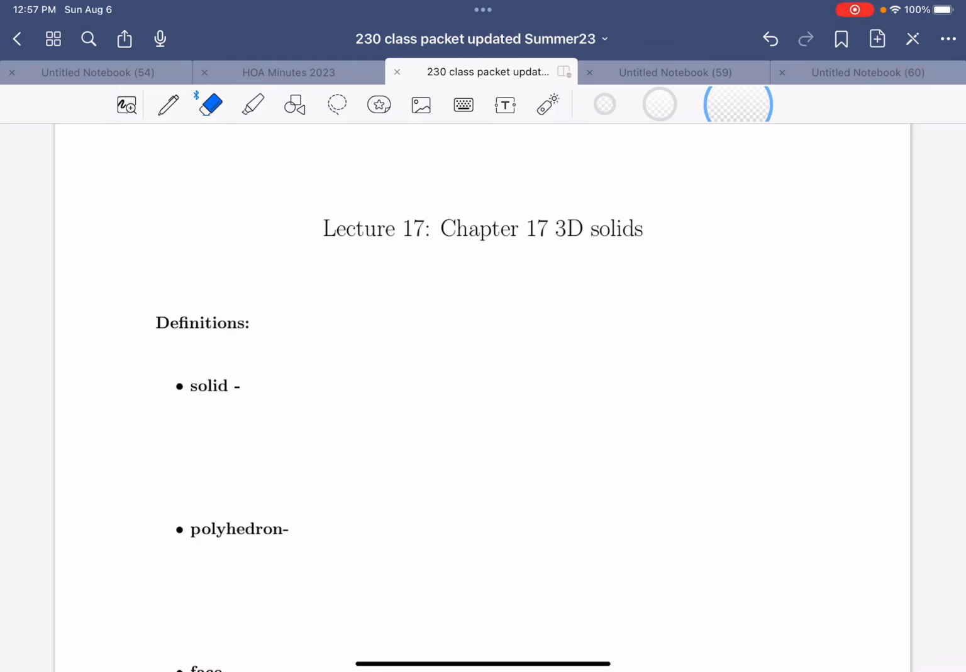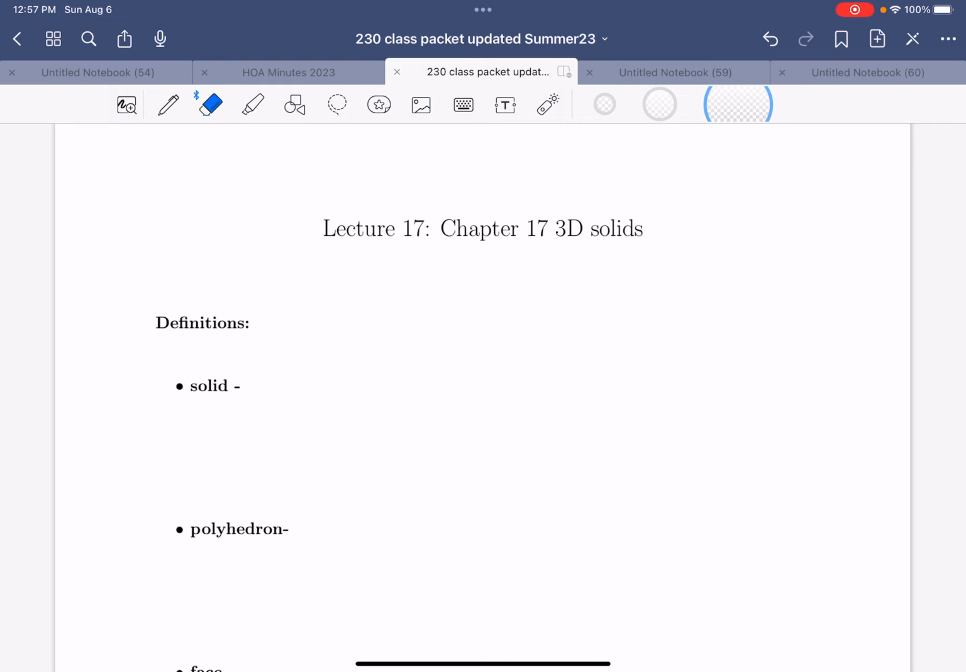Hi all, this is chapter 17, lecture 17 on three-dimensional solids. I did post one the other day, but there was no volume, so this is the corrected version. Sorry about that.